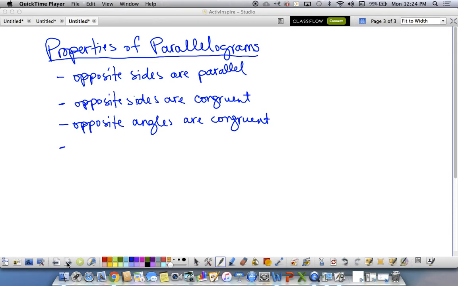Another one that we forget most often is about the diagonals. The diagonals bisect each other.